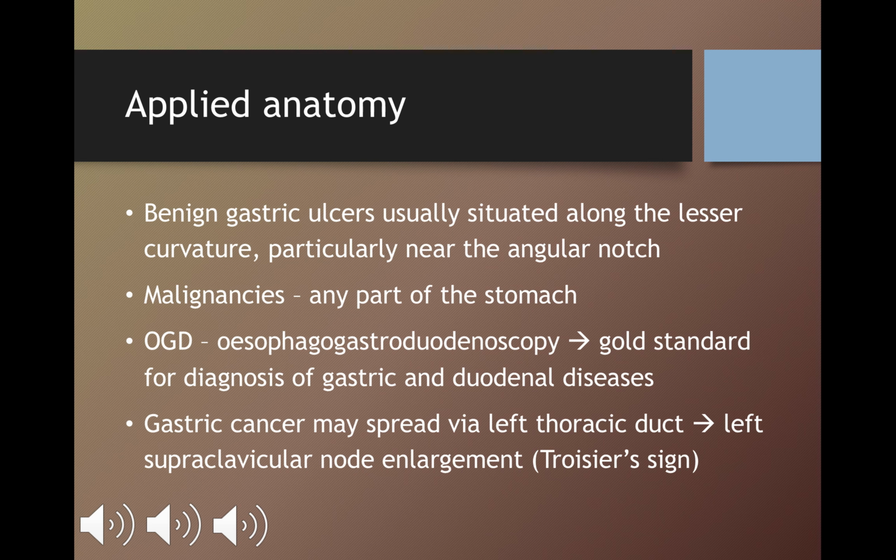Gastric cancer may spread via the left thoracic duct so that the left supraclavicular lymph node is enlarged. This is known as Troisier's sign.